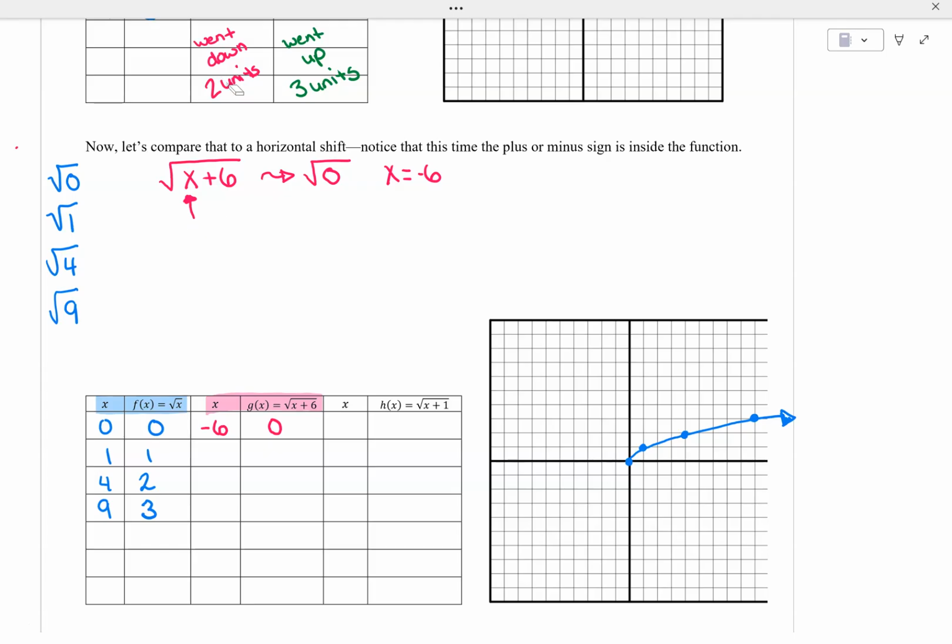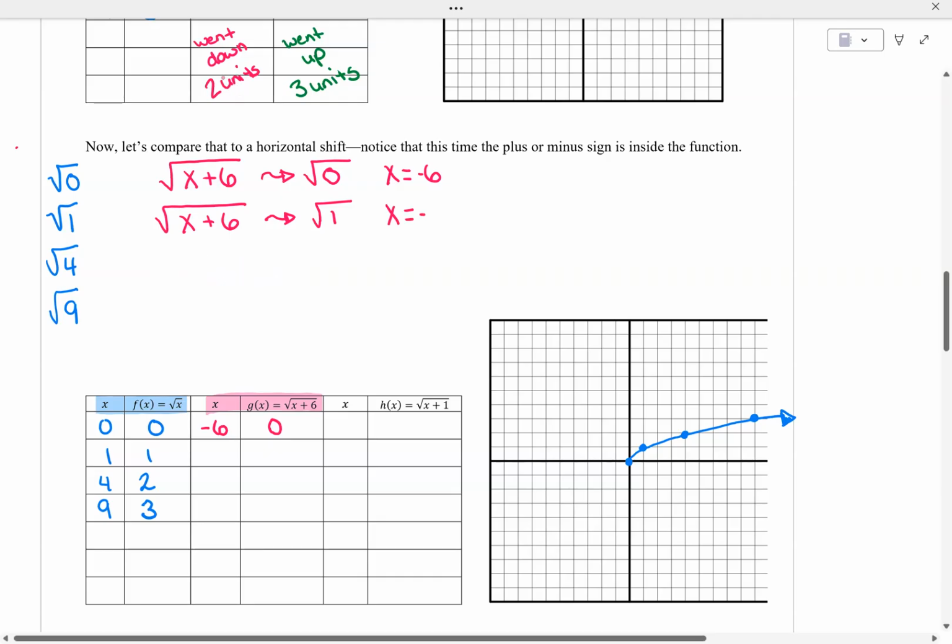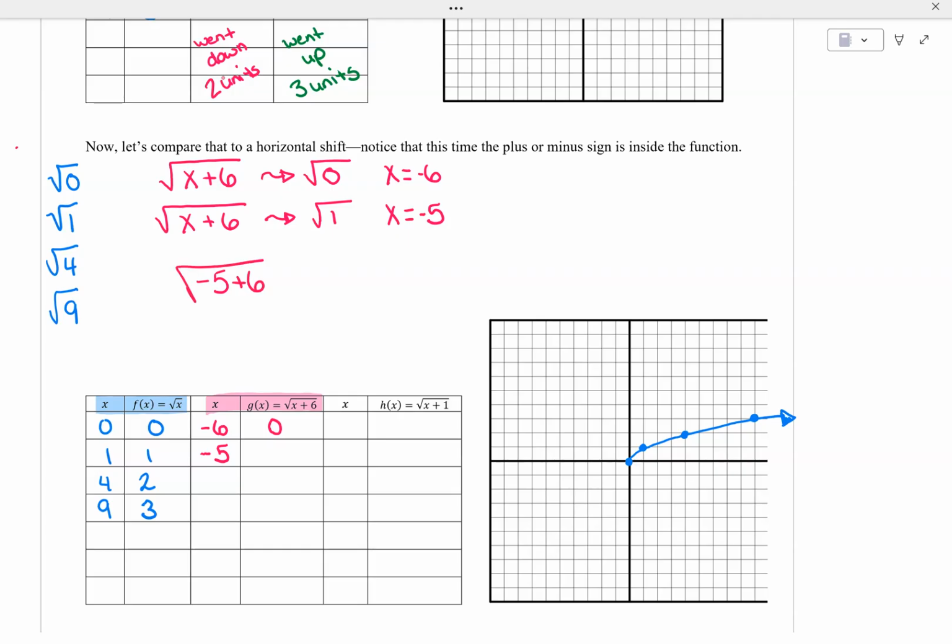Okay, so then let's look at it again. What would x have to be so that I can get the square root of 1? So x plus 6 gives me 1. What would that number right there have to be? And hopefully you said it, negative 5. Then if I put a negative 5 there, negative 5 plus 6 is 1. The square root of 1 is 1, okay?